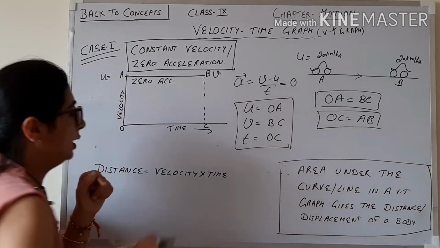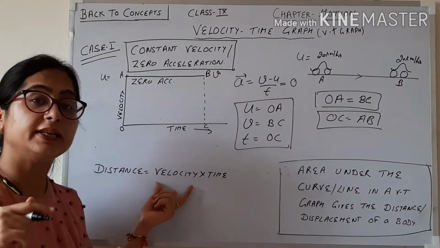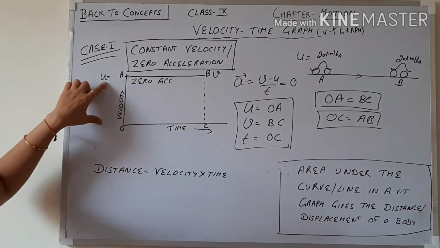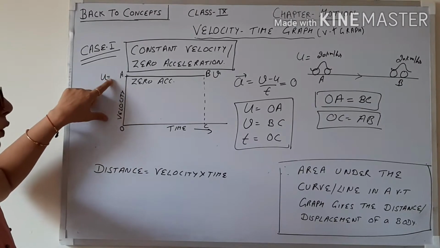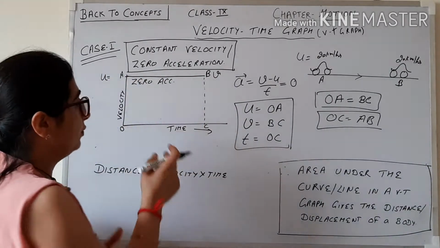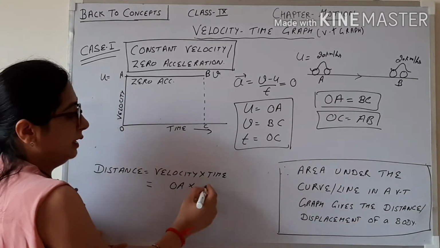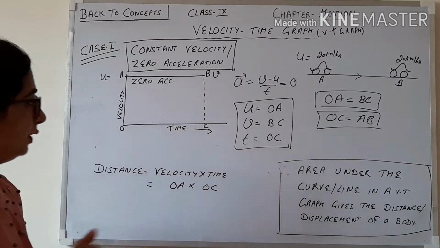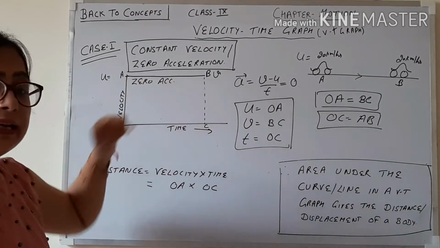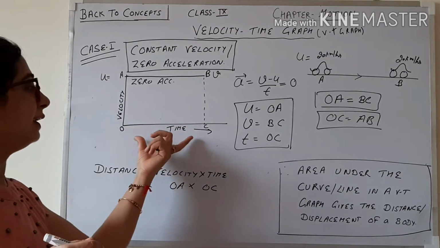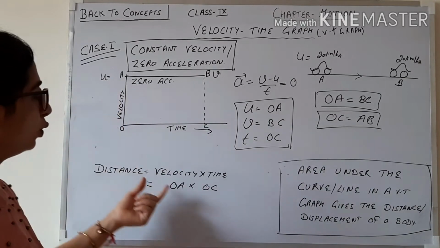Now put the value of the velocity. Because the velocity is the same, it's constant, we can write either OA or BC. We will write OA, and what's the time? That is equal to OC. And we notice here that it is the area of a rectangle. What is the length? That is equal to OC, and what is the breadth? That is equal to OA.